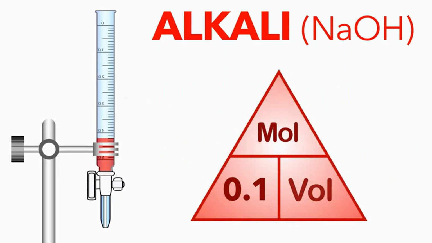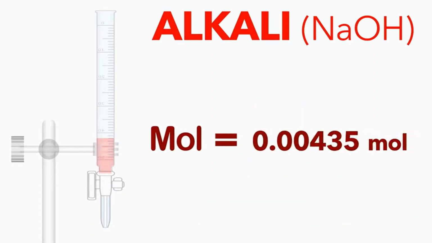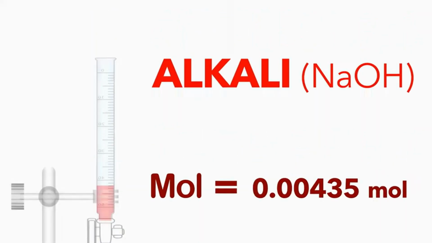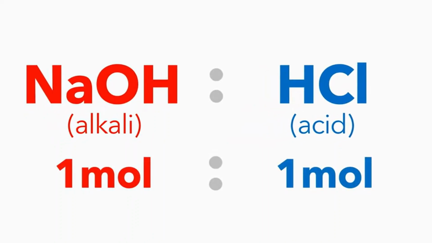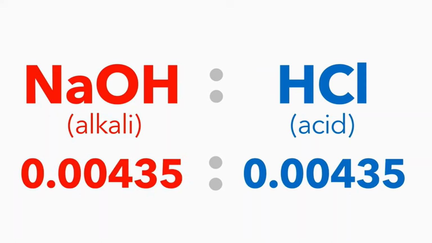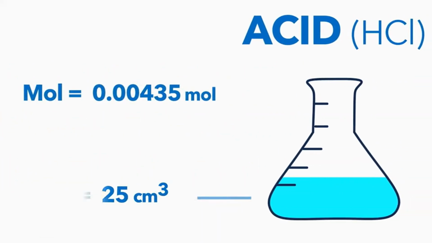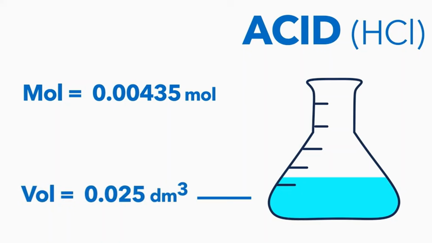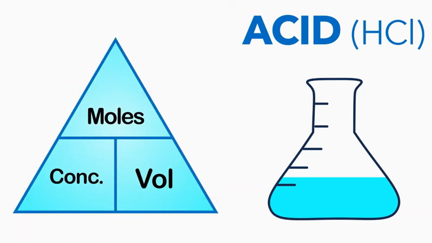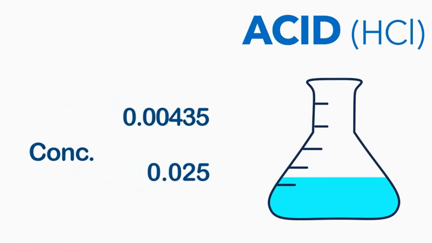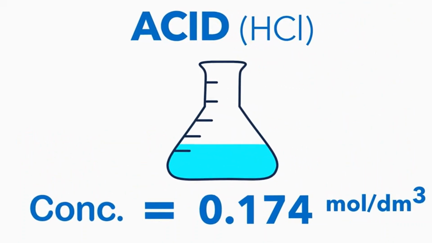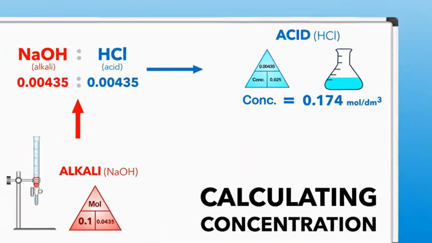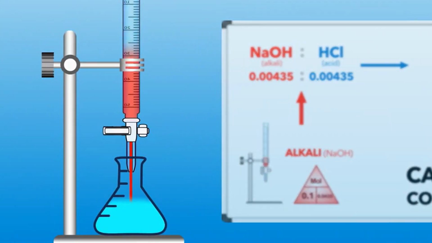So we can calculate the number of moles of sodium hydroxide in the solution as 0.00435 moles. Now, according to the chemical equation for the reaction, exactly 1 mole of alkali is needed to neutralise every 1 mole of acid. So there must have also been 0.00435 moles of acid in our 25 cm³ or 0.025 decimeter cubed sample. And now the concentration of the acid is simply the number of moles divided by the volume. This gives a concentration of 0.174 moles per decimeter cubed. So that's how to calculate the concentration of an acid using a titration.